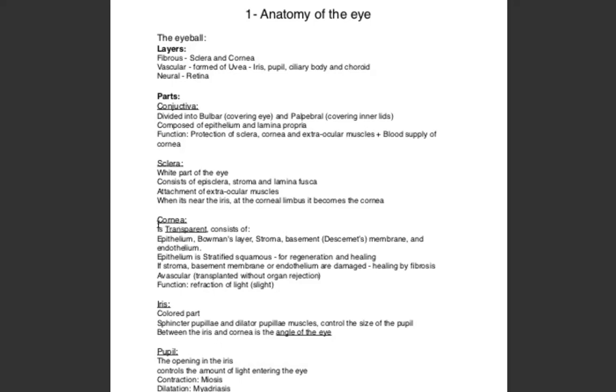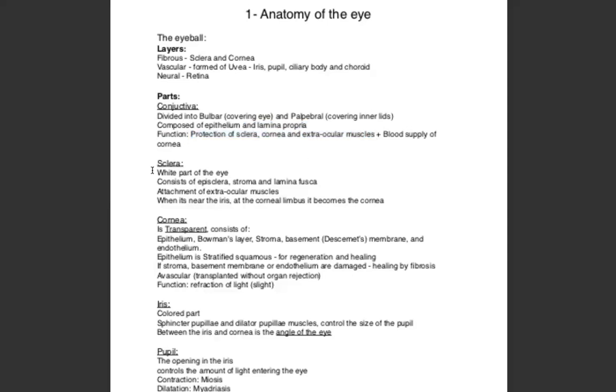So we have some important things. First, the conjunctiva is divided into two parts. We have the bulbar part, which covers the eye, and the palpebral part, which covers the inner lid. The conjunctiva is also supposed to be clear with blood vessels on it, because it is the blood supply of the cornea. Its function is to protect the sclera with the cornea and extraocular muscles. So it's a protective function.